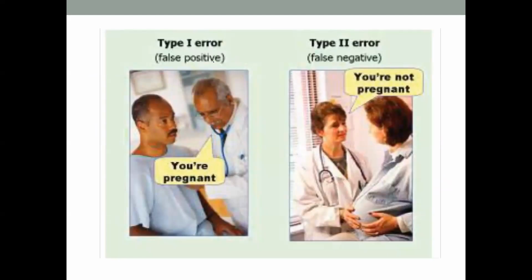Here is an example. I can't remember if this is from your book or not, but a type 1 error is similar to a false positive, like telling this man that he is pregnant. A type 2 error, which is a false negative, is like telling a woman who clearly is pregnant that she is not pregnant. That is a way to remember type 1 and type 2 error.